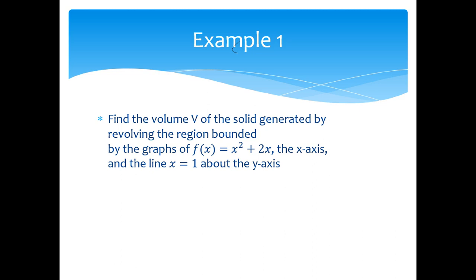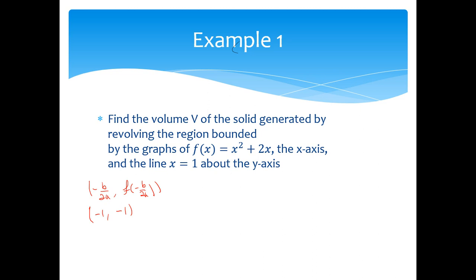The first thing we need to do is find the vertex of the parabola. The vertex of the parabola is given by negative b over 2a and f of negative b over 2a. So b here is 2, and negative 2 divided by 2 gives you negative 1. And f of negative 1, we plug that into the formula, we get negative 1. So the vertex of the parabola is at negative 1, negative 1.